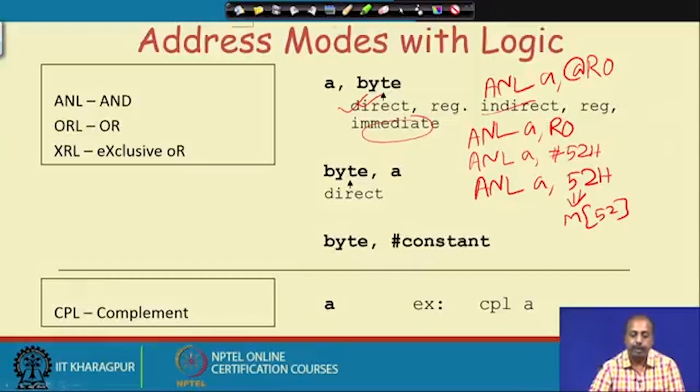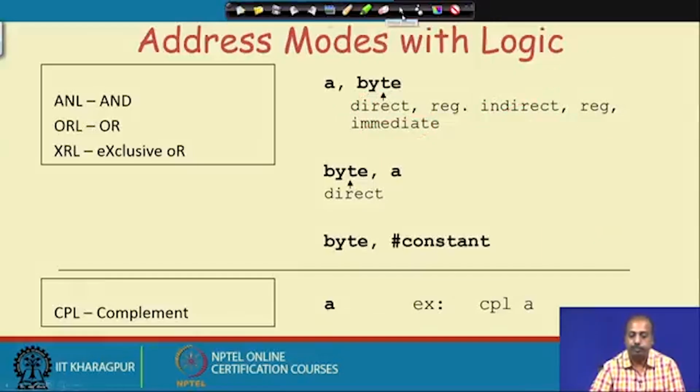So, this way we can have different AND logical instructions, or we can have the byte and A the other way. So, this is the destination. So, direct byte and A. You can have a byte constant, that also can be specified by hash constant. Then we can have the complement instruction like CPL A. The A register will be complemented, and we will get the value there.